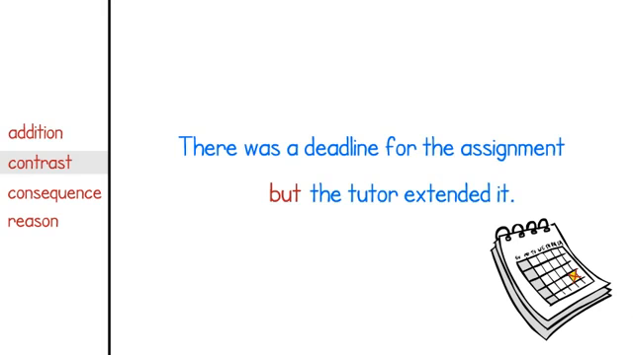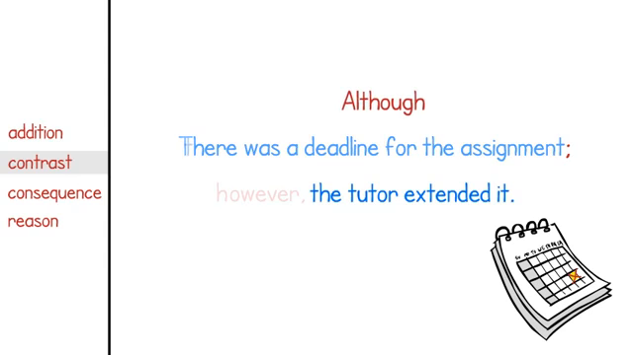We can also make this into 2 sentences by using however, like this. There was a deadline for the assignment. However, the tutor extended it. As you can see, however used in this way usually goes at the beginning of a new sentence and is followed by a comma. Or it can come after a semicolon, followed by a comma, like this.